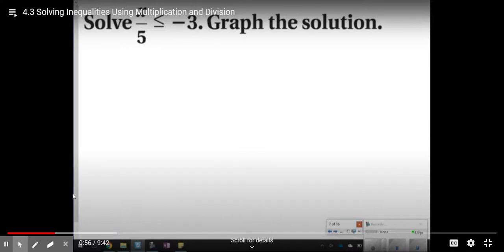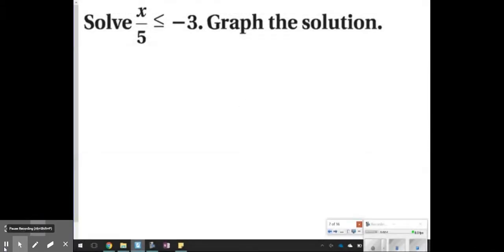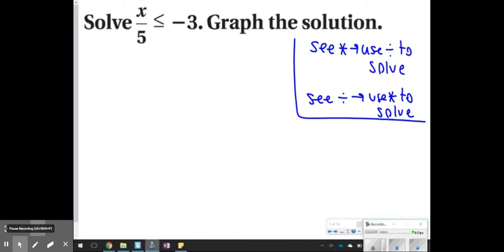Solve x over 5 is less than or equal to -3 and then graph the solution. Remember, whenever we see division, we're going to use multiplication to solve it. That was another thing I forgot. Here's a quick reminder for you if you wanted to jot that down as well.